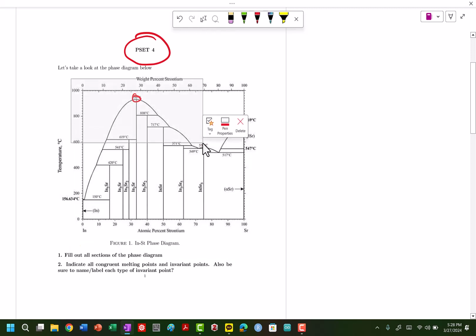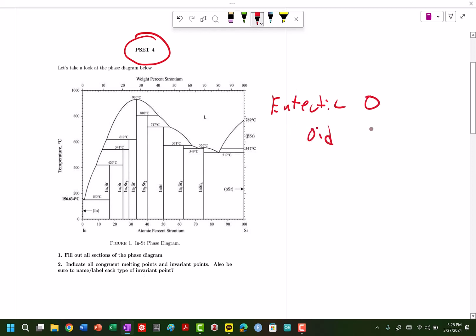Let's go ahead and label. So for example, I'm going to do eutectic, circle; eutectoid, square. Oops, that's a square. Let me erase. I'm going to keep this consistent. Square. Peritectic, I'm going to do triangle. Peritectoid, I'm going to do a star.